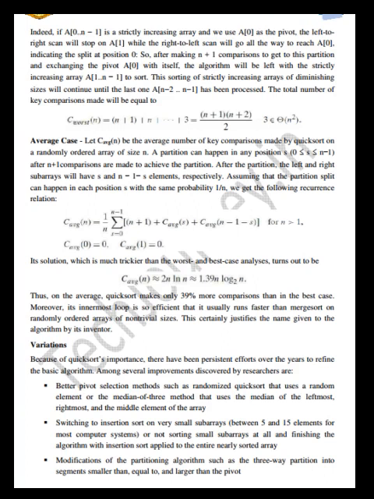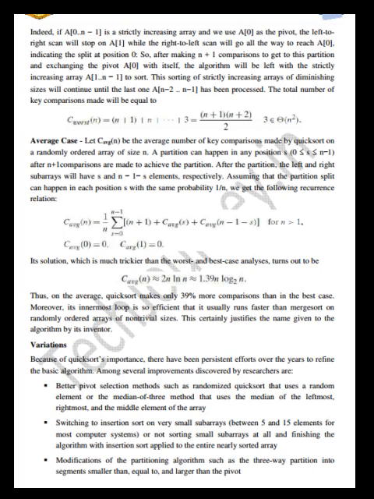See the figure. The solution, which is much trickier than the worst and the best case analysis, turns out to be, see the equation. Thus, on the average, quicksort makes only 39% more comparisons than in the best case. Moreover, its innermost loop is so efficient that it usually runs faster than merge sort on randomly ordered arrays of nontrivial sizes. This certainly justifies the name given to the algorithm by its inventor.